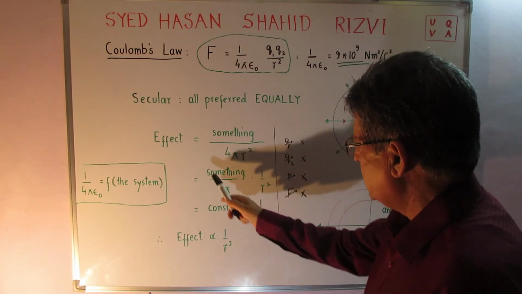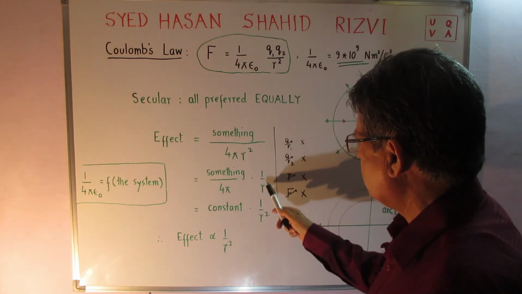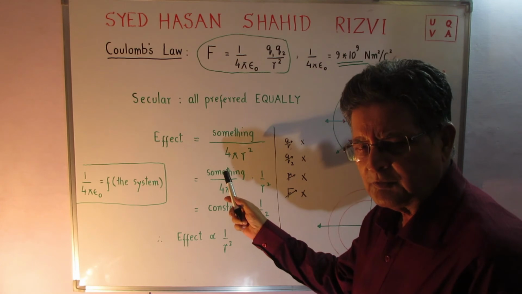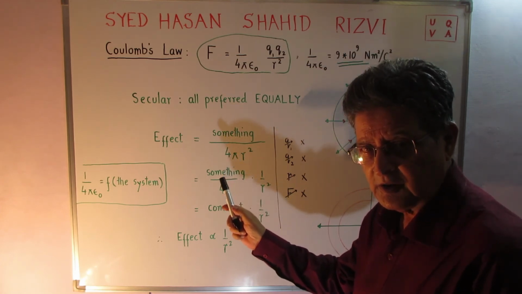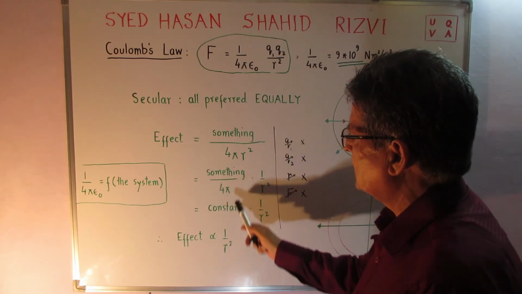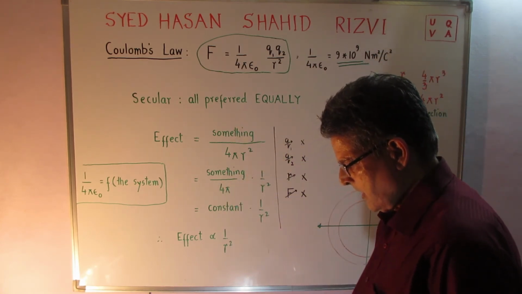I take 4 pi, something upon 4 pi separately into 1 upon r square, and this something is a constant. We take it as a constant. We assign it a constant value. And 4 is also a constant. Pi. What is pi? What is pi?